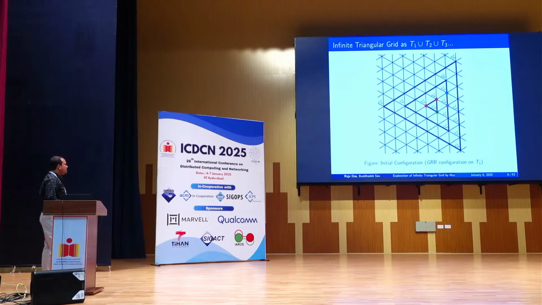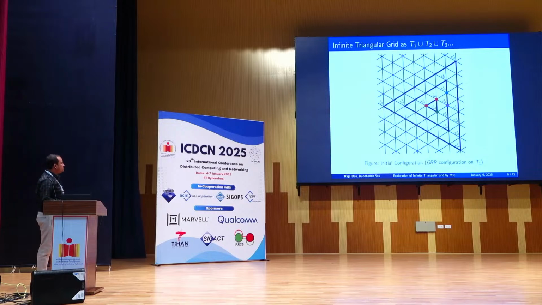So what is the GRR configuration on Ti? If the topmost node of the triangle is occupied by a red robot, the leftmost node is also occupied by a red robot, and the bottommost node is occupied by a green robot, then that configuration will be called a GRR configuration on Ti. So this is a GRR configuration on T1.